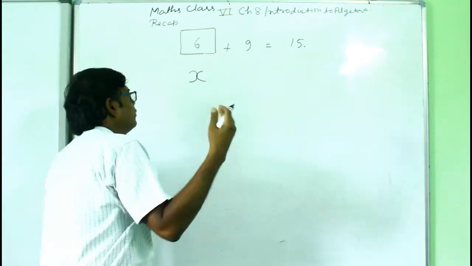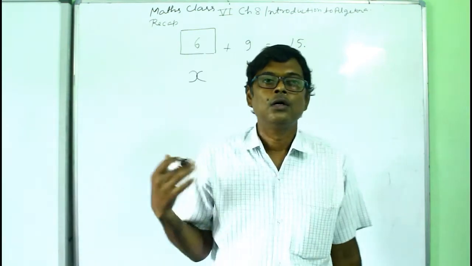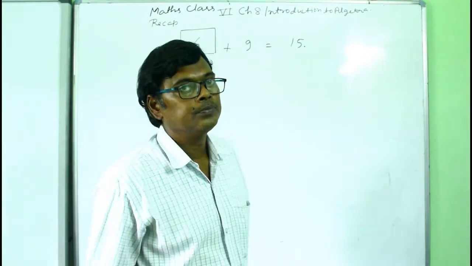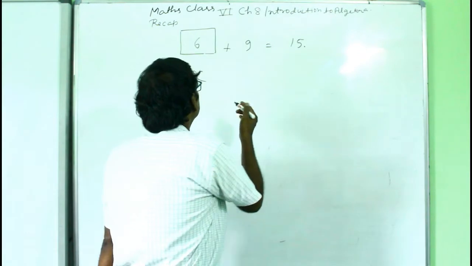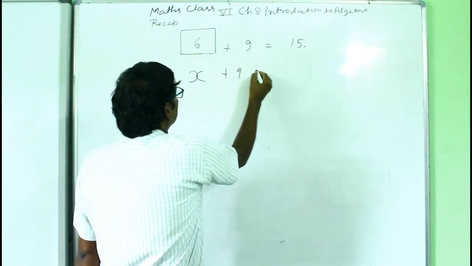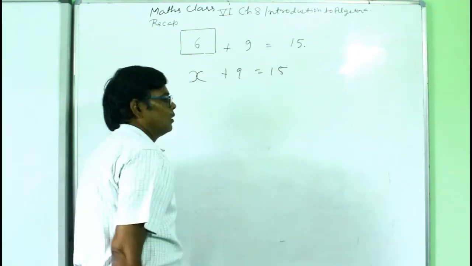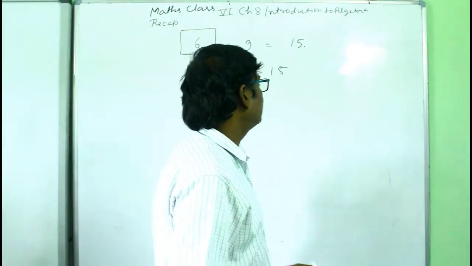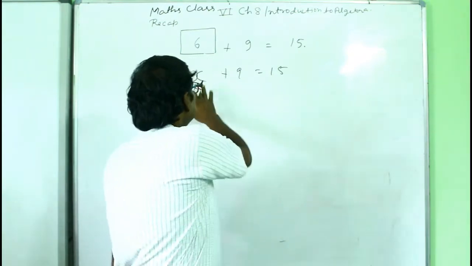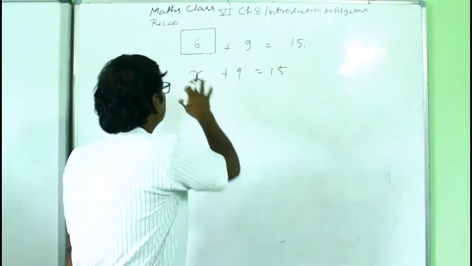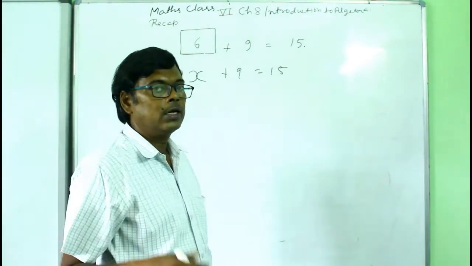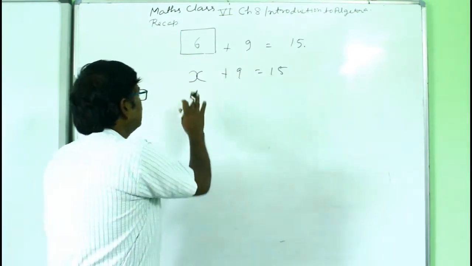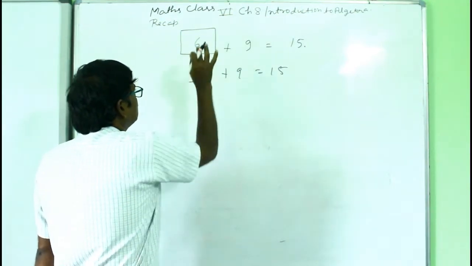Actually, you have used algebra in the lower classes also, but in those classes you have not used variables like X. Here we can also write X plus 9 equal to 15. In mathematics we simplify things. So here this is X, in place of this box: X plus 9 equal to 15. So what will be the value of X here? It will be 6. That is, in place of X we will write 6. That is the answer here.